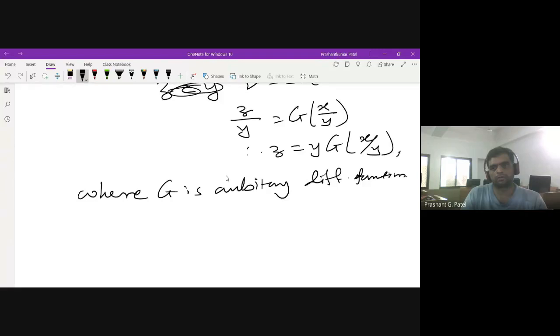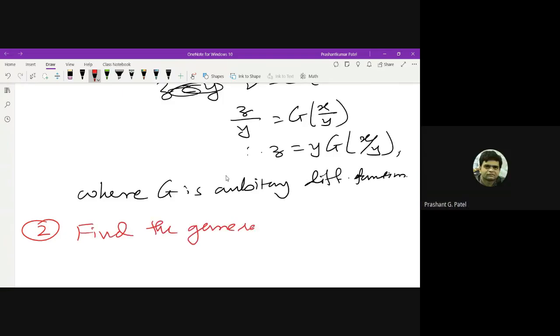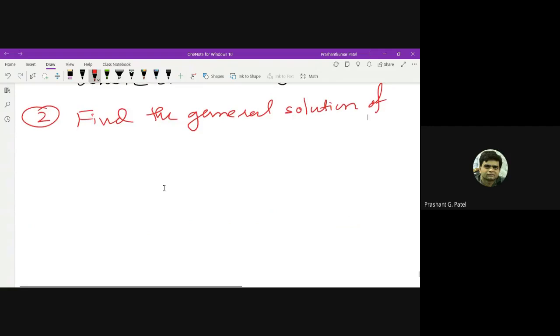Let's solve another example. Second one. Find the general solution of yz into p plus xz into q equal to xy.